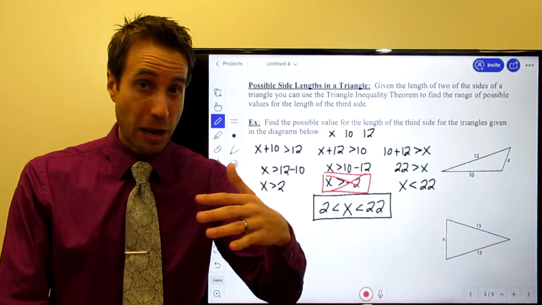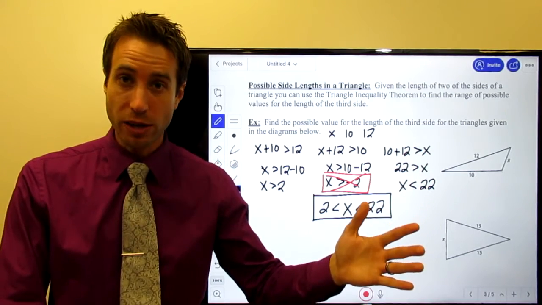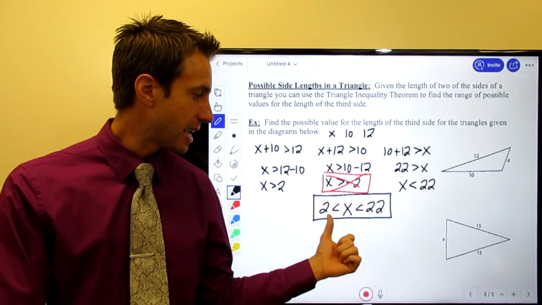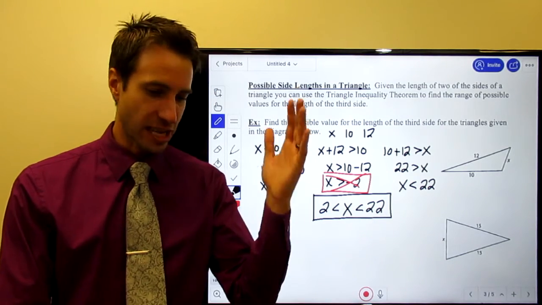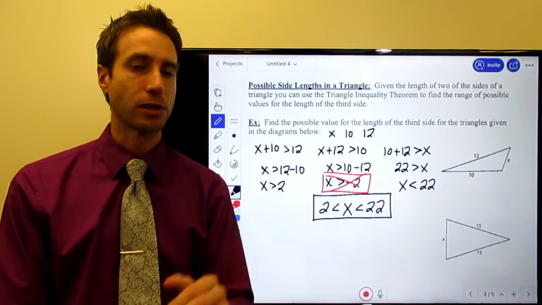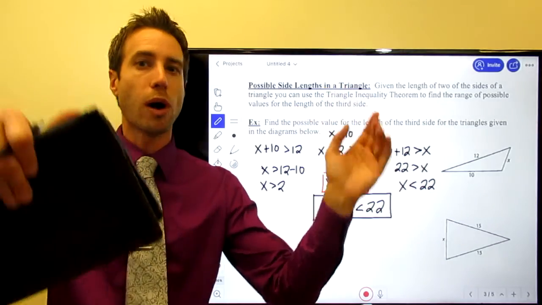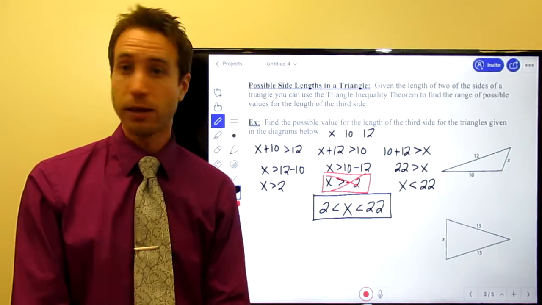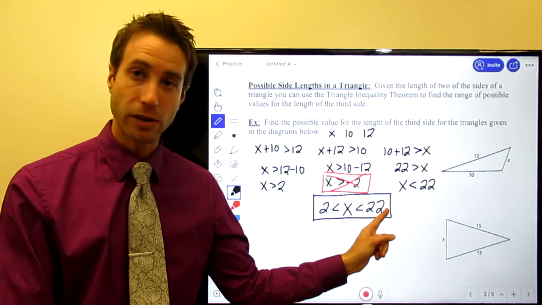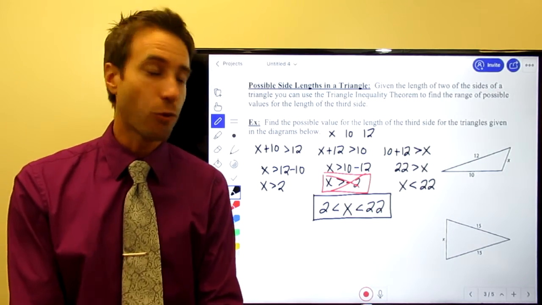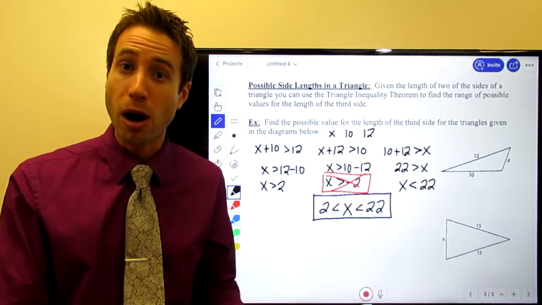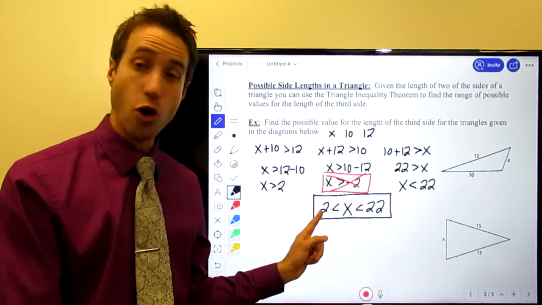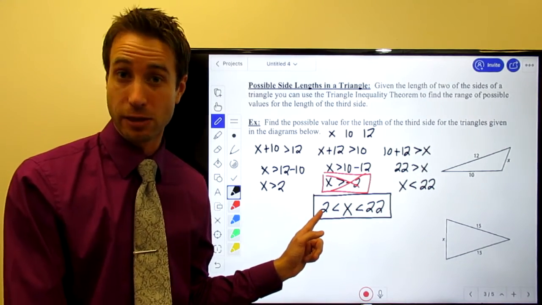I don't care what you pick. Pick anything you want to, as long as it's between 2 and 22. 7? Yep. 10? Absolutely. 14? Why not? 23? Nope. 23 is bigger than 22 and it can't be. -1? Nope. 0? Nope. +1? Nope. It's got to be bigger than 2, right?